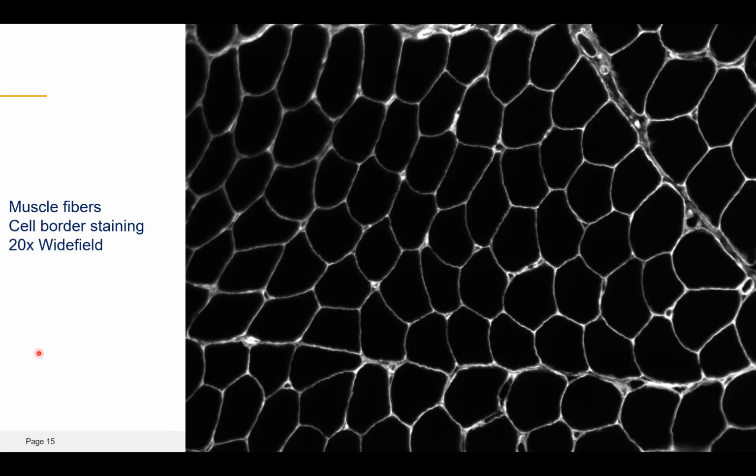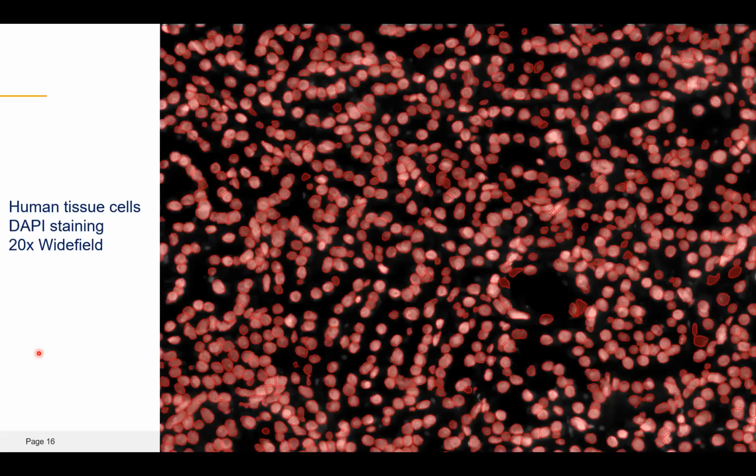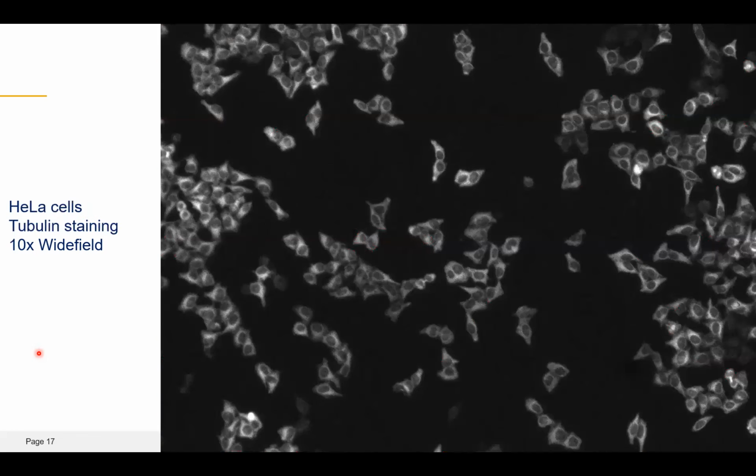Something completely exotic, a muscle fiber. Muscle fibers shown here, the cell borders are marked in 20x wide field, and the pre-trained networks give a very good representation of the cell contours. Human tissue cells with DAPI staining of the nuclei in 20x wide field. Here there is no perfect solution because the cells are overlapping and they are like shadowing each other. But what the pre-trained network suggests here is certainly a good start for an automated analysis.